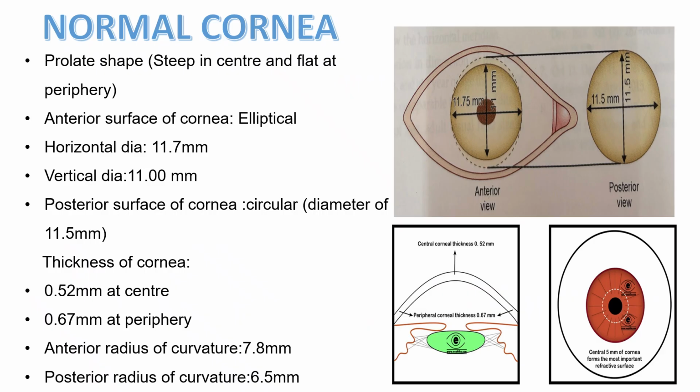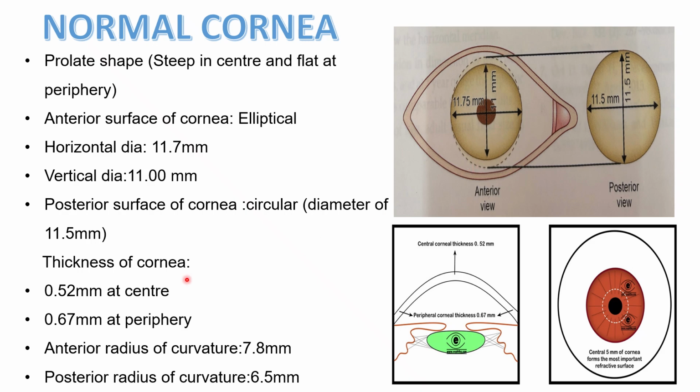As we know, the normal cornea is a prolate shape. It is steeper in the center and flat at the periphery. The anterior surface of the cornea is elliptical, and the posterior surface of the cornea is circular. The diameter of the posterior surface is 11.5 mm. As the anterior surface is elliptical, the horizontal diameter is 11.7 mm, and the vertical diameter is 11 mm.